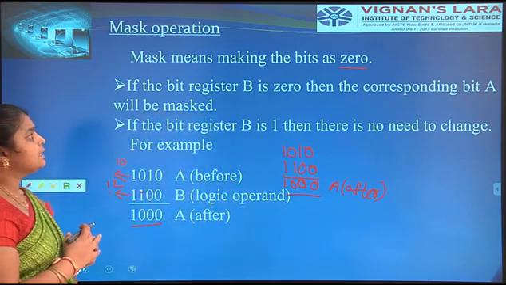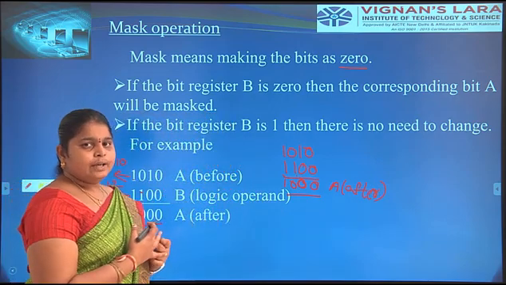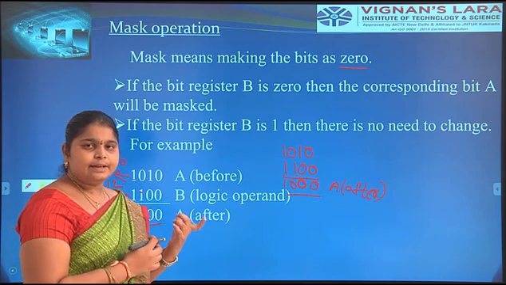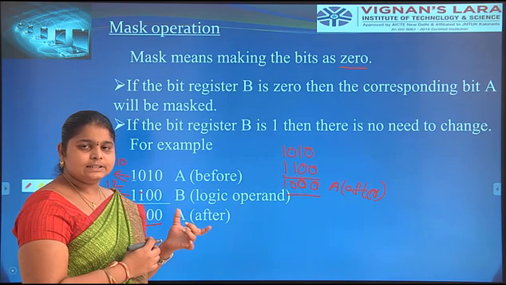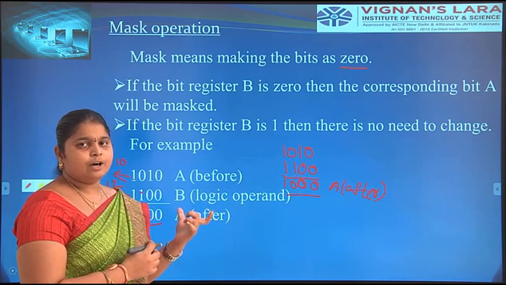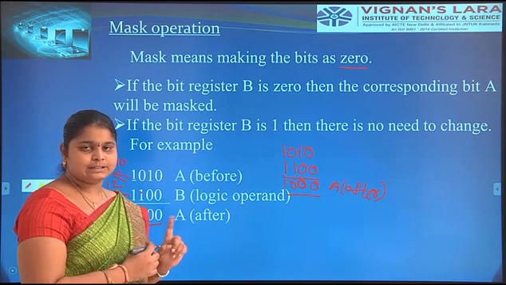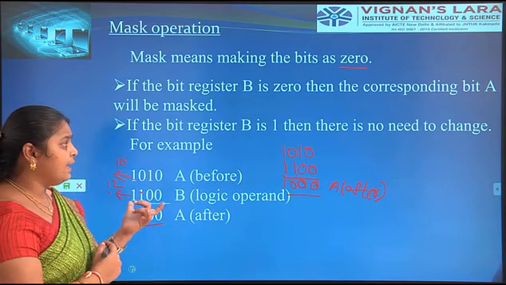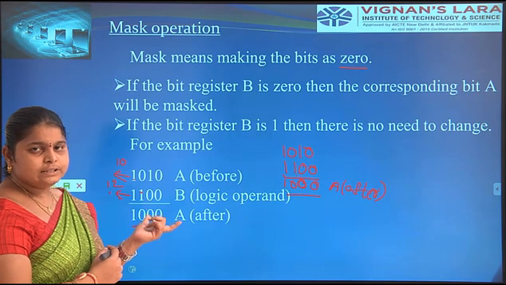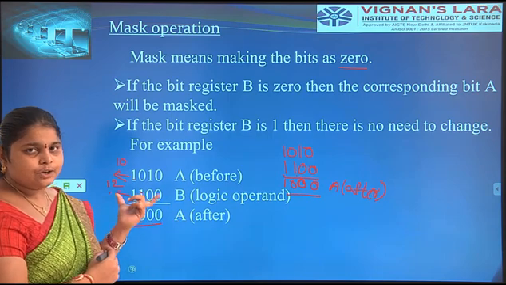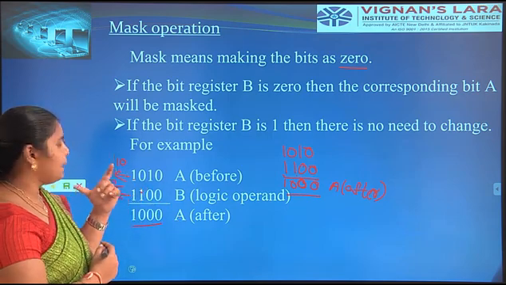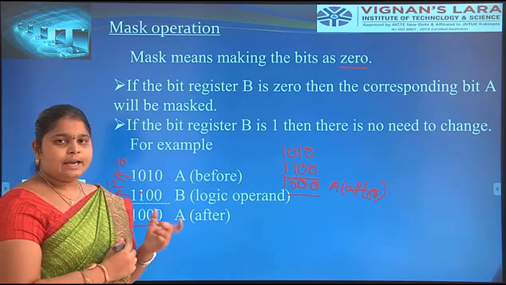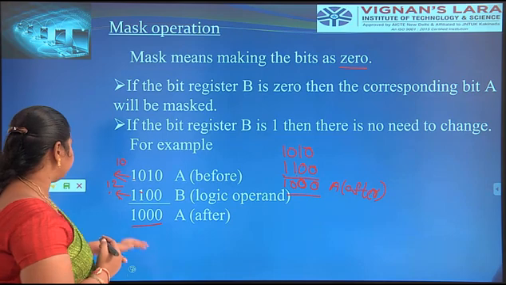Okay, mask means making the bit a 0. In the previous class we explained that where B has a 0, there is no change. Changes happen only in the bits where B is 1. Here in register B, where it is 1, there is no need to change. Where register B has a 0, the corresponding bit in A will be masked. Masked means either 1 or 0, it is placed as a 0.